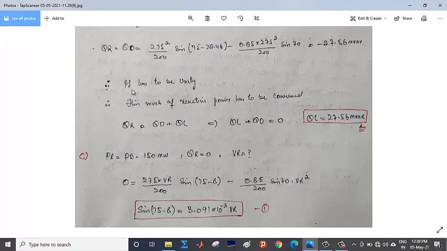So since power factor has to be unity, that means all this reactive power has to be consumed by the inductive reactive power. Again, that means QR has to be equal to 0. That means QD plus QL should be equal to 0, since QL is the inductive power. Since QD is negative, that means QL is equal to 27.56 MVAR.